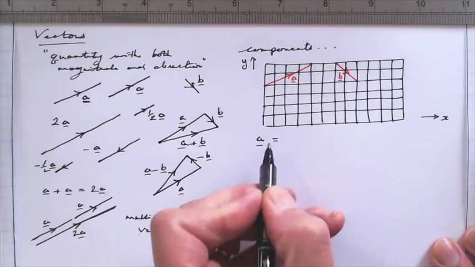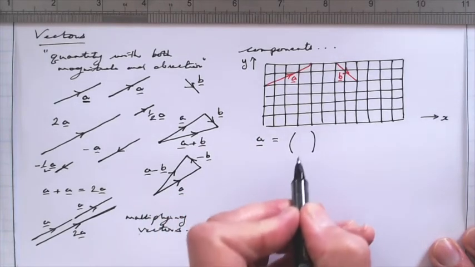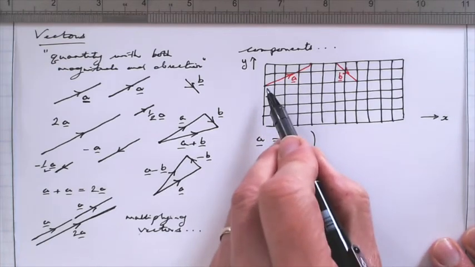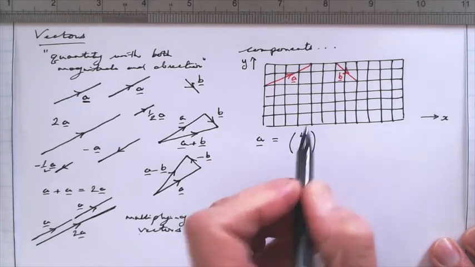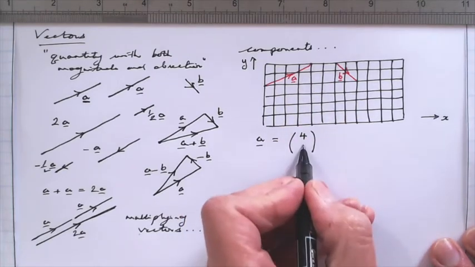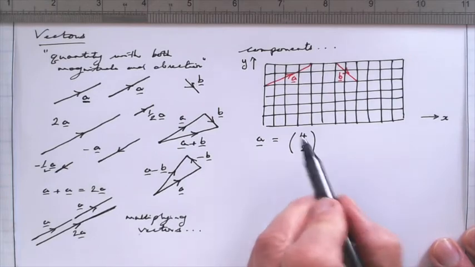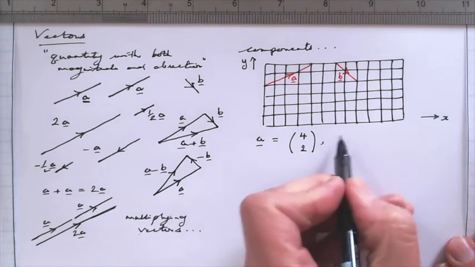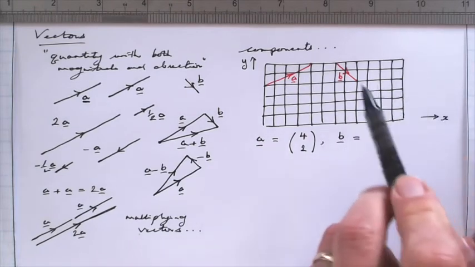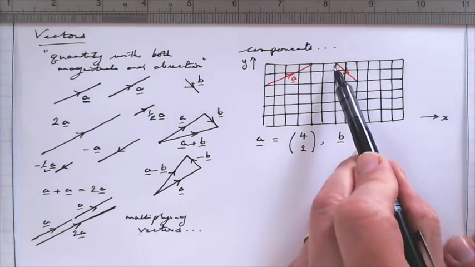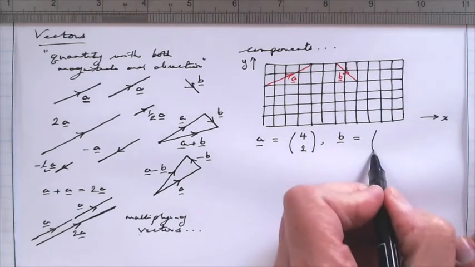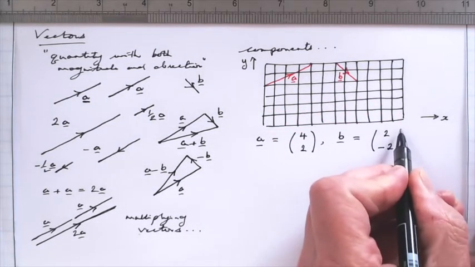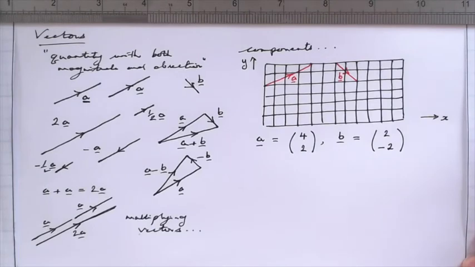We write A equals, and we draw brackets, and we write the x increment on the top, which is 4 units, and the y increment on the bottom. So 4, 2 means go 4 along in the x and go 2 up in the y. Similarly, our vector B here would be 2 units in the x, and it would be negative 2 units in the y direction.